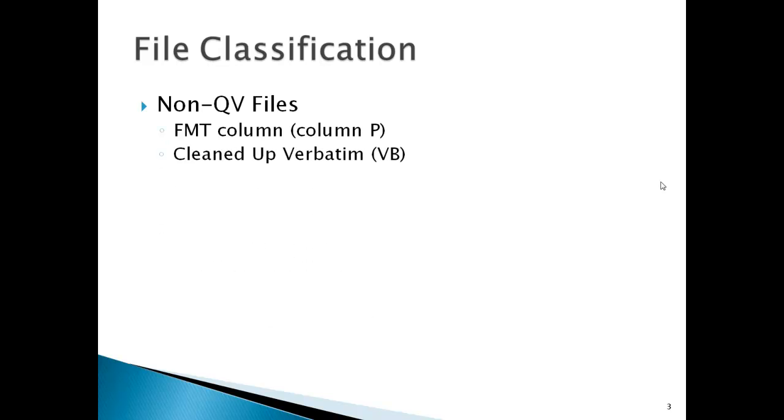Now, the non-QV files can be further classified based on the format. So it's based on the FMT column found in the non-QV tracker, or column P. Non-QV files could either be clean up verbatim, otherwise known as VB, edited summarize or ES, and full verbatim or full VB.